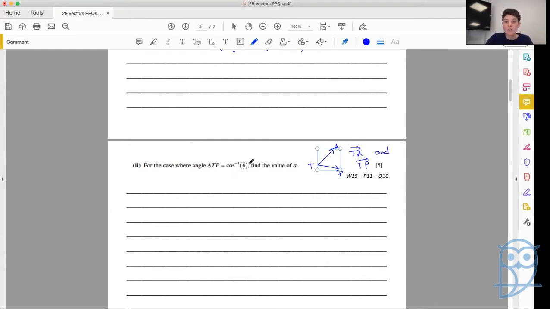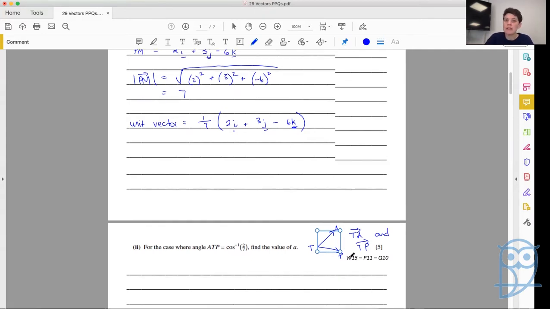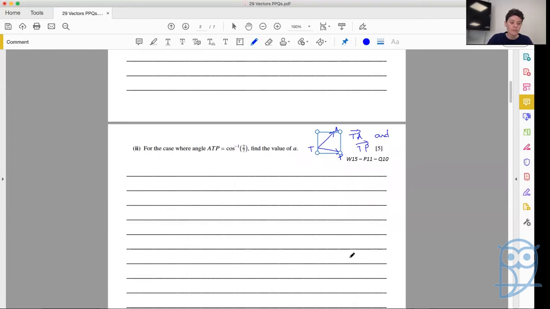Now, cos to the minus 1 equals 2 over 7. Angle ATP equals cos to the minus 1 of 2 over 7. We know that if we do the angle of ATP, we're going to get to a point where we say cos to the minus 1 of something. Now, obviously, that something is going to equal 2 over 7. So now we have a slightly unusual way where we're building this equation. So how do we do it? Well, we need to start with TA and TP.